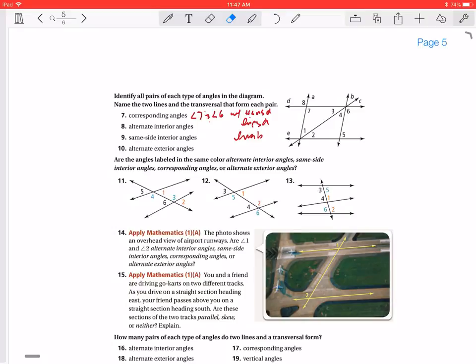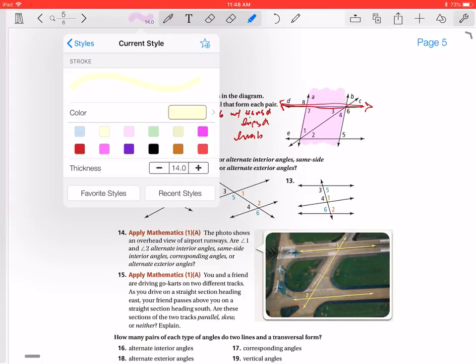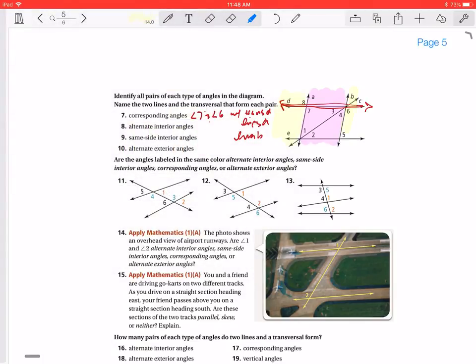We don't have anything else in terms of looking at that. Let me look back at that again so we can see that visually. This is our interior and this is our exterior. We have no other angles other than 7 and 6 that are corresponding for that transversal. So we're going to move on to our next transversal and look at some other ones.